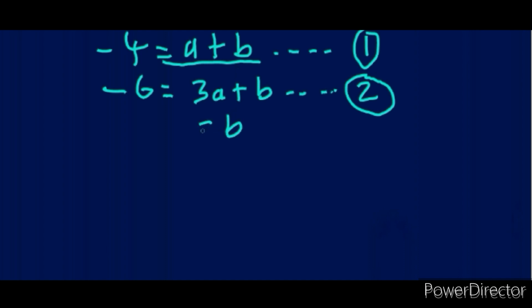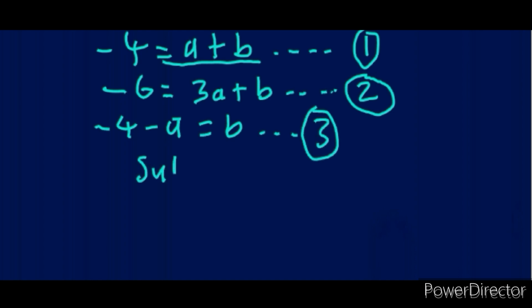equation. So it's going to be b is equal to, since I take a to the other side, minus 4 minus a. So this is my third equation. So I'm going to substitute my third equation into the unmanipulated equation, which was the second equation.